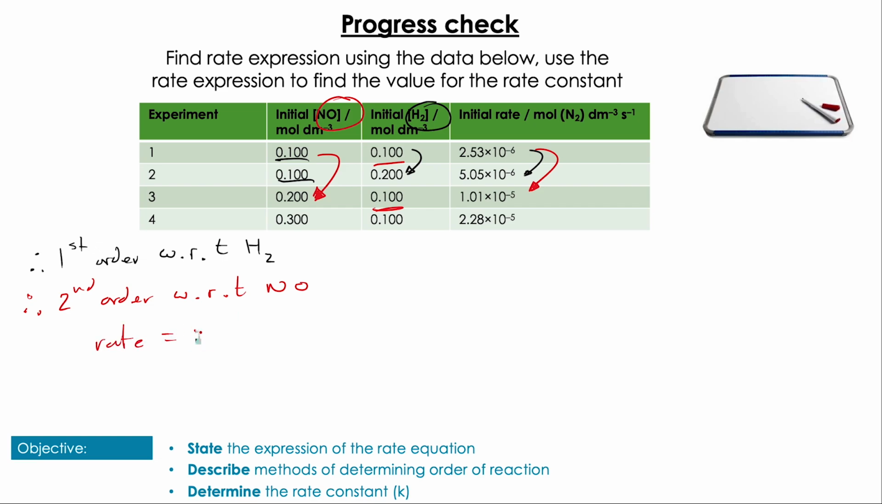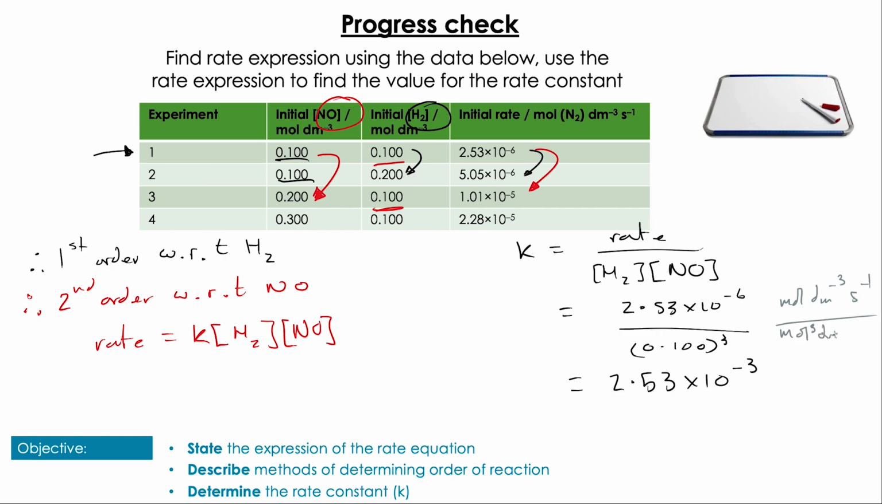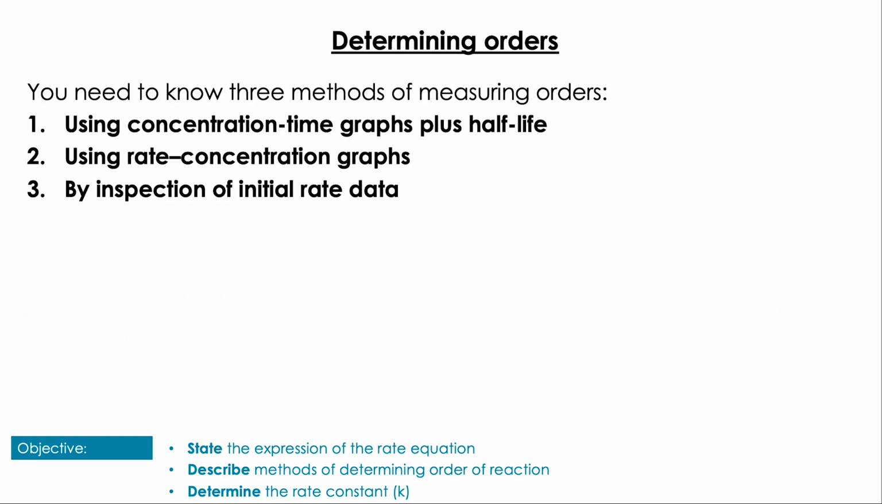That gives us our overall rate equation of rate equals k times the concentration of H2 times the concentration of NO squared. We can then rearrange to give k as the subject and plug in the values from an experiment. I'm going to use experiment 1, which gives us an overall value of 2.53 times 10 to the minus 3. For our units, we of course have moles per decimeter cubed per second divided by moles cubed decimeters to the minus 9. So we cancel that through to get moles to the minus 2 decimeters to the 6 times seconds to the minus 1. So that's our 3rd way to determine the order of reaction.